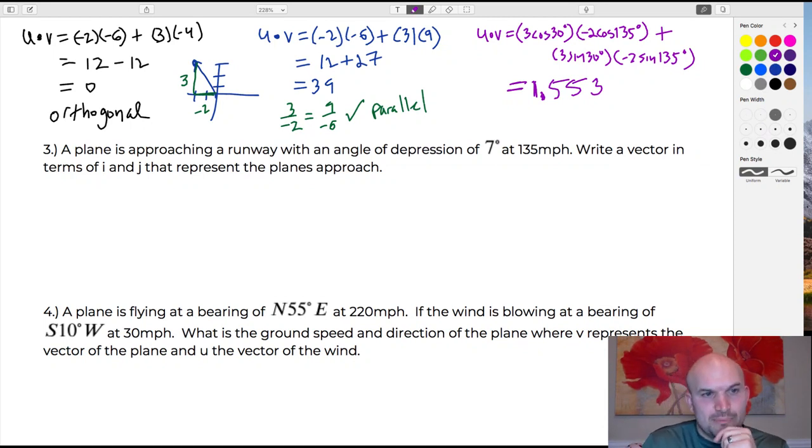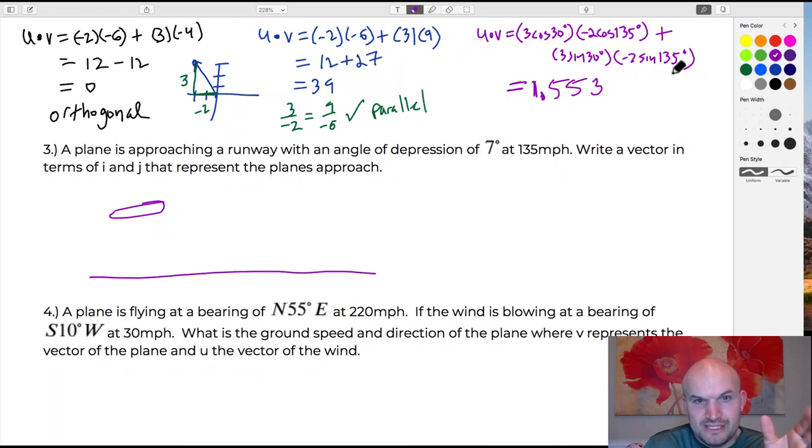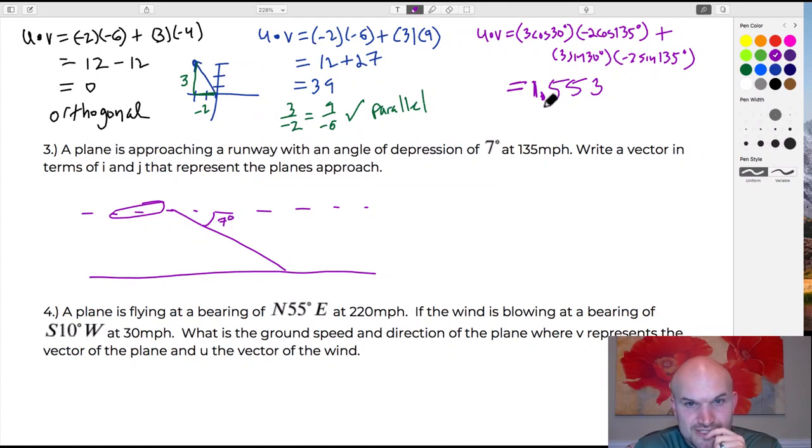Okay, so we have a plane, right? And it's approaching a runway, so that means it's going to be going up. It's in the air, and it has an angle of depression. So we're going to draw a horizontal line, and then it has an angle of depression, which is going to be 7 degrees. Right? And then it's traveling at 135 miles per hour.